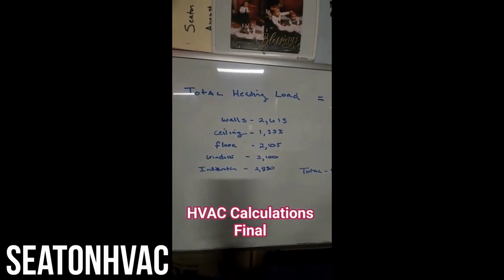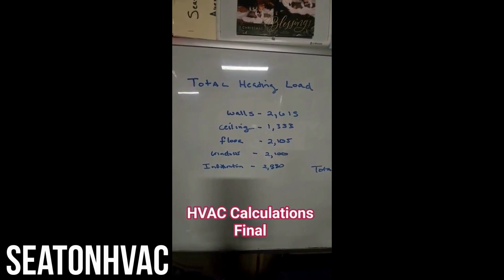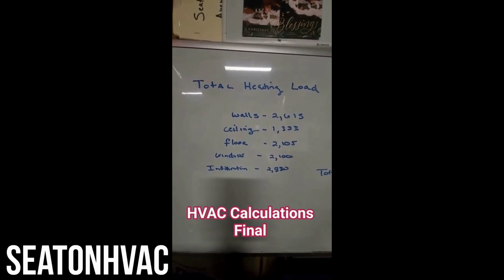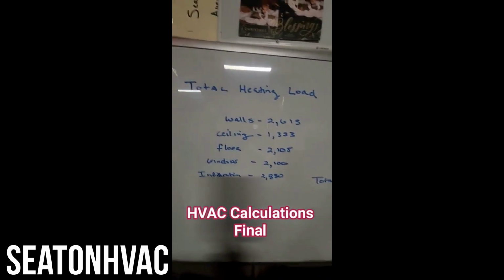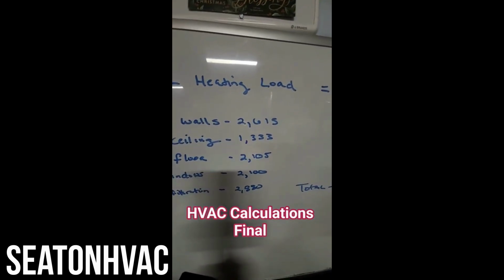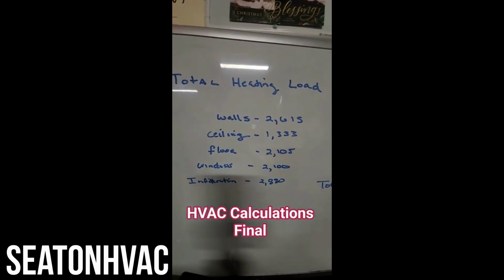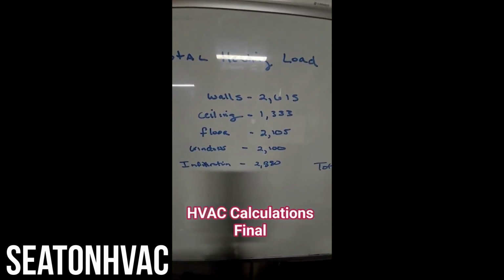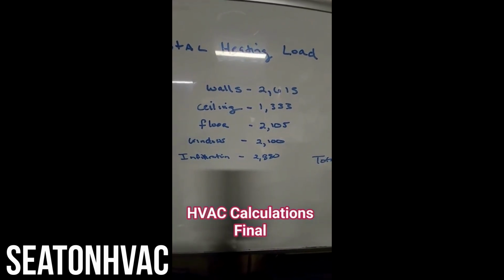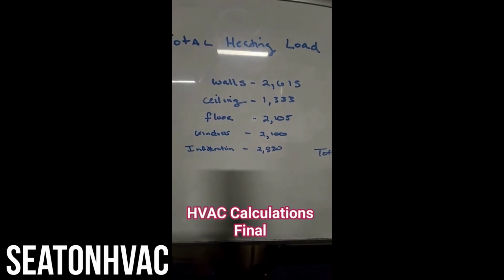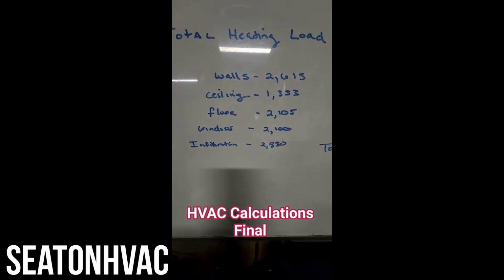So obviously this is a small structure, guys. It's 1,000 square feet, and it looks like it's probably insulated pretty well. But our total heating load is walls, 2,615. These are all BTUs per hour. Ceiling is 1,333. Our floor is 2,105. Windows are 2,100, and infiltration is 2,880.